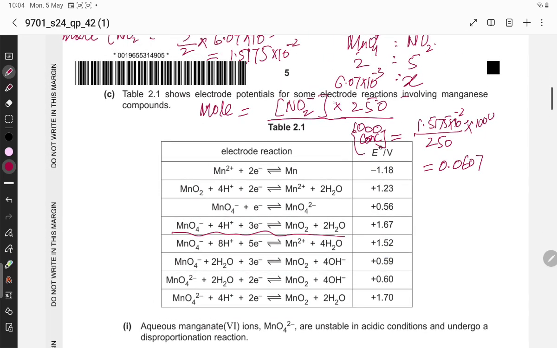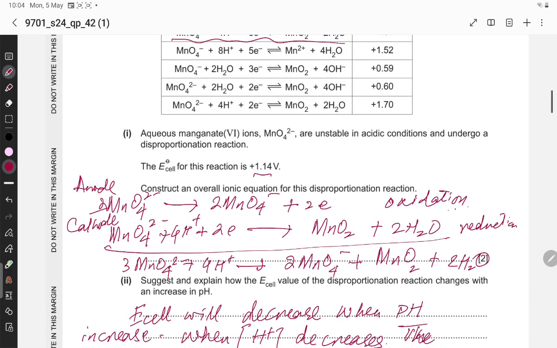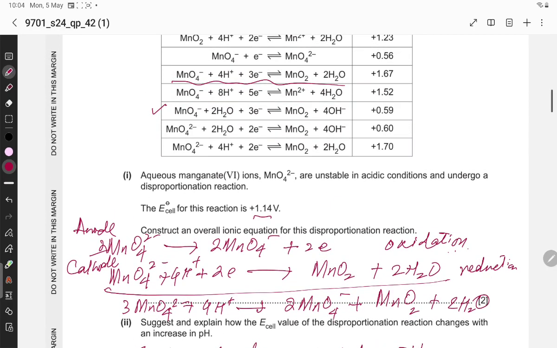Table 2.1 shows electrode potentials for some electrode reactions involving manganese compounds. Aqueous manganate ions are unstable in acidic conditions and undergo a disproportionation reaction. The E cell for this reaction is 1.140 volt. To construct the overall equation for this disproportionation reaction, we use this equation and this equation. The anode has this equation, MnO4 to form MnO2, with MnO4 ion plus 4H⁺.